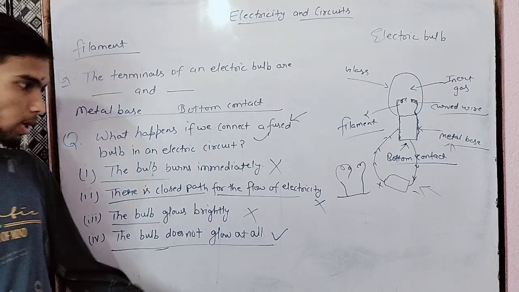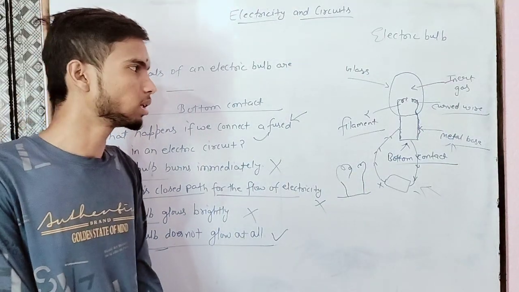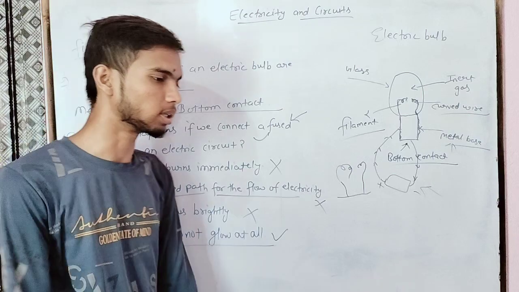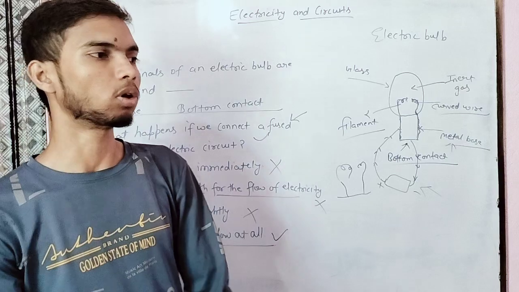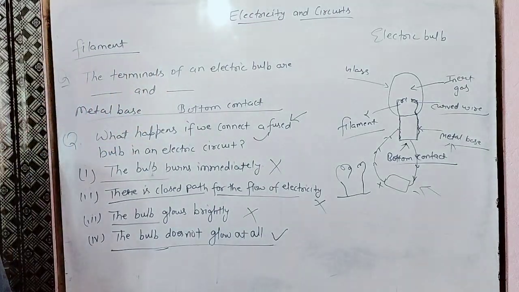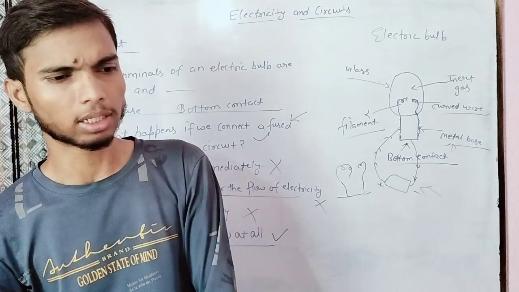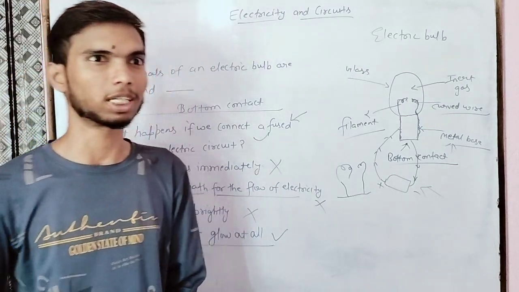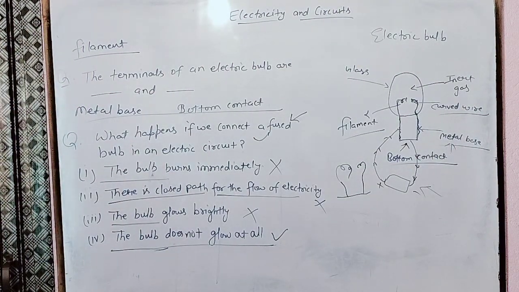So the main word is what? Fused bulb. If there is a fused bulb connected in an electric circuit, then the electric circuit will be an open path, an open circuit, and anyhow the electric circuit will not work, anyhow the electric bulb will not work. We have seen two questions based on this concept.